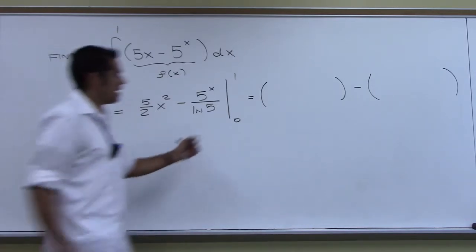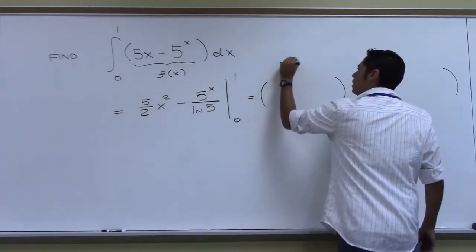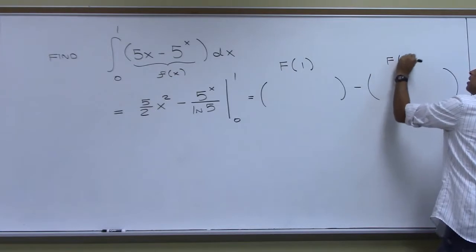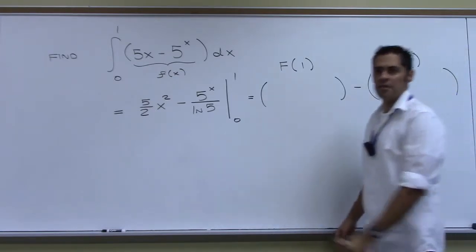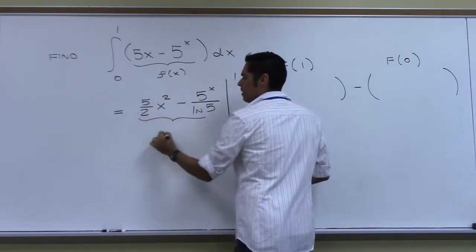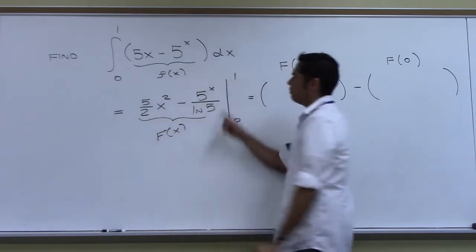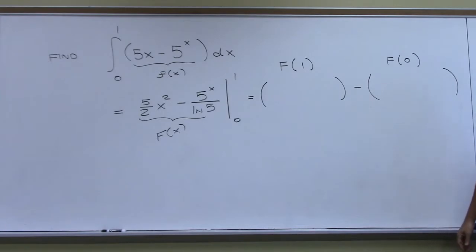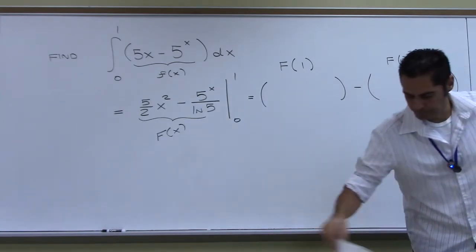So we want here capital F of 1, and over here we want capital F of 0. Now this is capital F, right? Our antiderivative is capital F. So we're just going to plug 1 into this, then we're going to plug 0 into this, subtract the 2, we got our answer. So let's plug in 1.